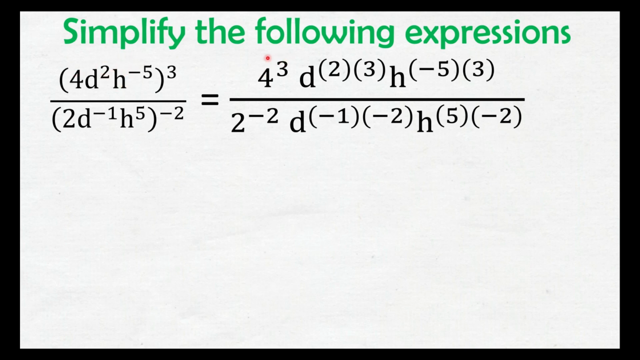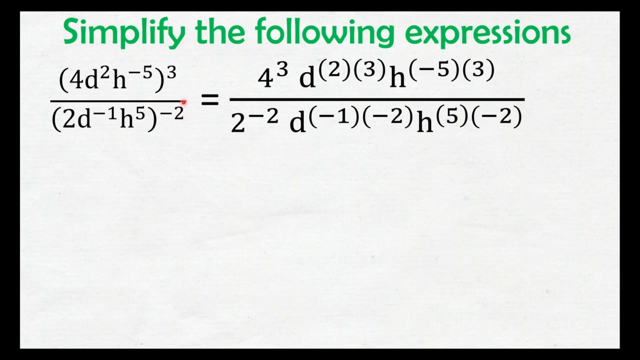So, nakuha ko is 4 cube, d raised to 2 times 3. Minultiply ko yung exponent ng d at saka yung exponent na 3, kaya naging 2 times 3 ito. At dun sa h naman, yung exponent niya na negative 5 at yung exponent na 3, so we have negative 5 times 3. Mga exponent yan, distribute ko si 3.